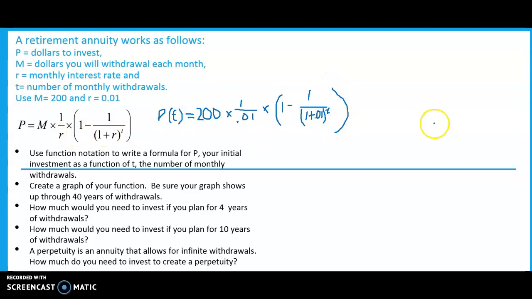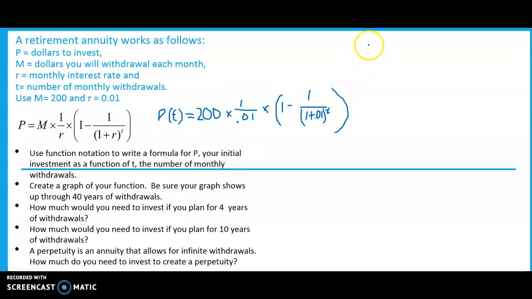So this is my function. The principal based on time. I filled in the value for the monthly withdrawal, the value for the monthly interest rate, and the thing I do not know is the number of monthly withdrawals. Next, it asks us to create a graph of your function. Be sure that your graph shows up through 40 years of withdrawals.